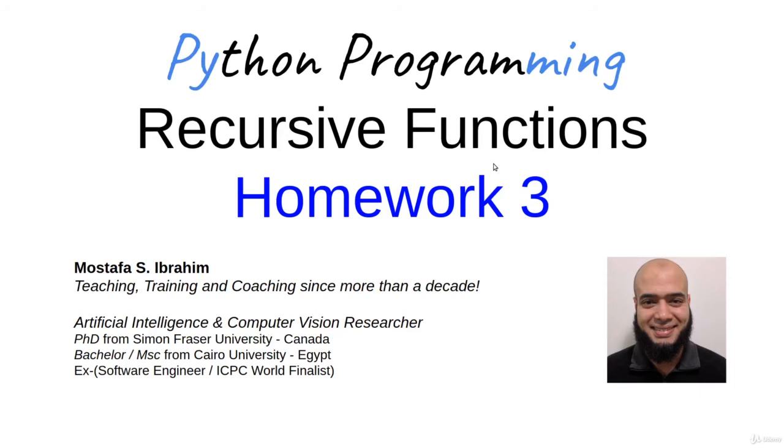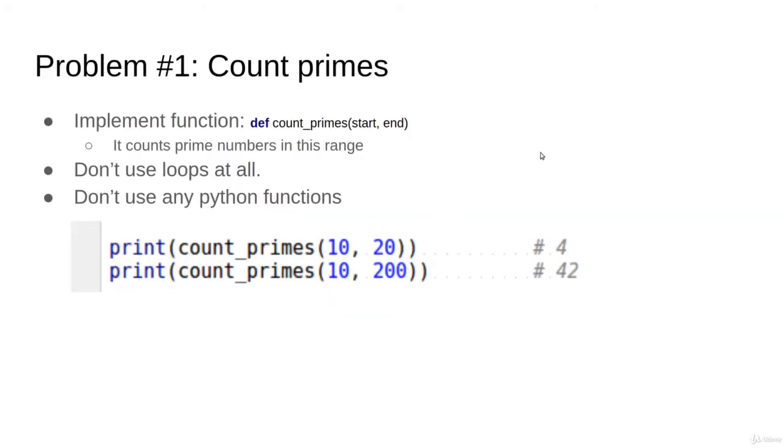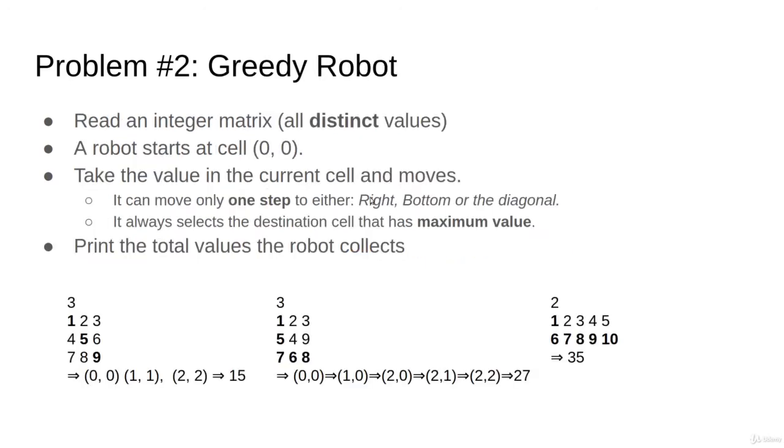Homework set number 3. In the first one, we would like to do a function that is going to count the number of primes between a given start and a given end. It will return the total number of primes. For example, between 10 and 20, there are only 4 prime numbers. There are some constraints here. You shouldn't use loops at all. You shouldn't try to use any of the built-in Python functions at all.